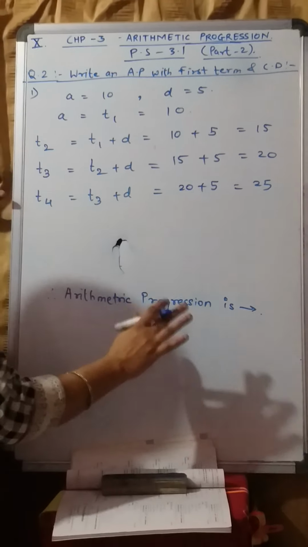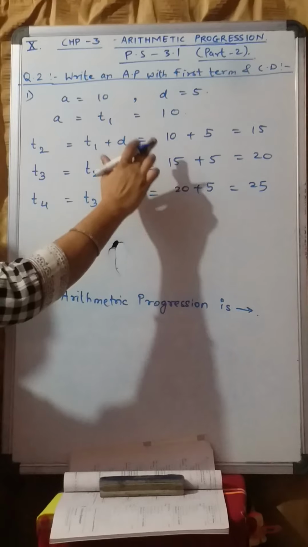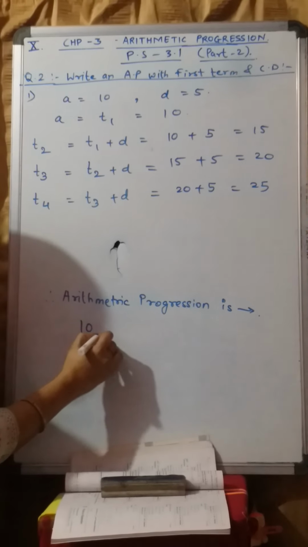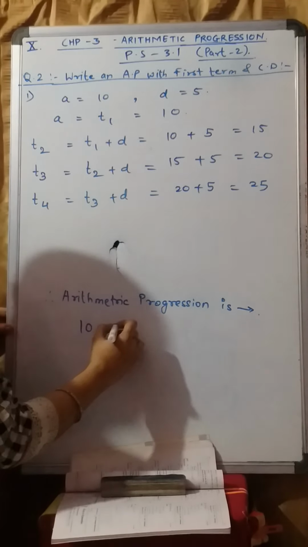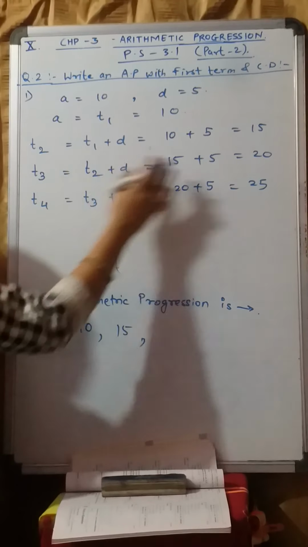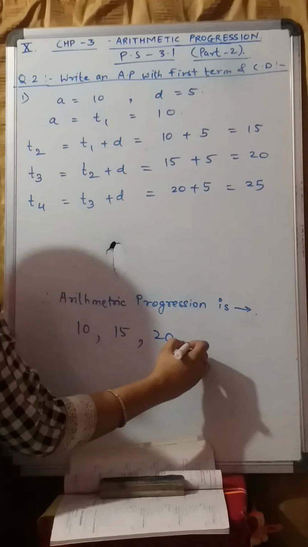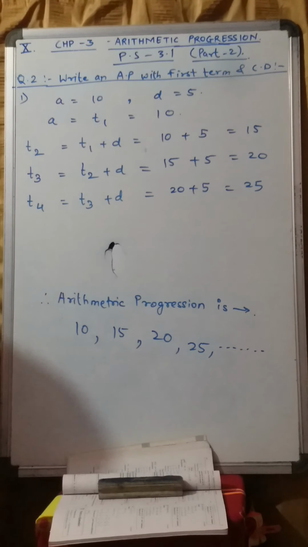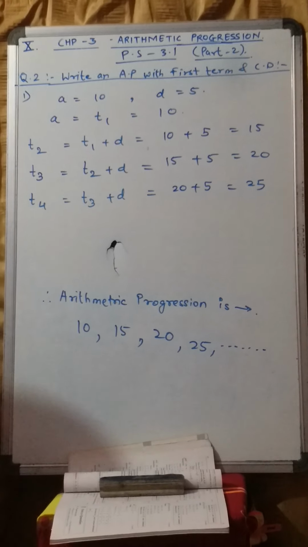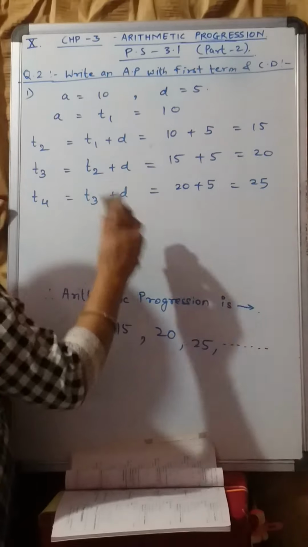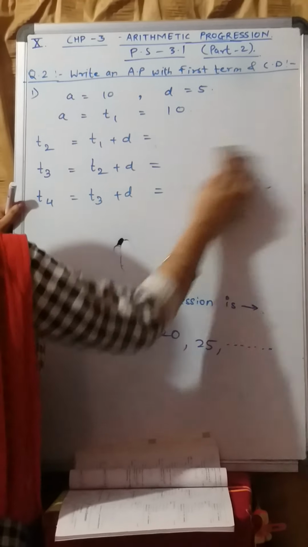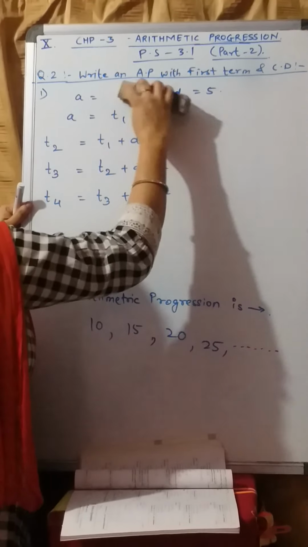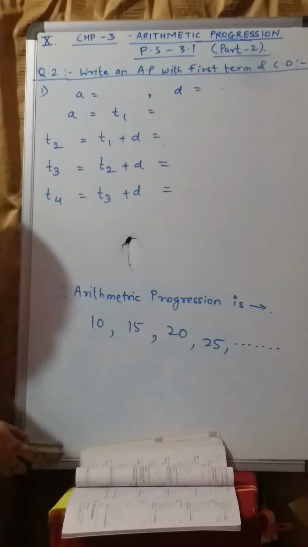So your arithmetic progression is, don't forget to write the first term. The first term was 10. Second term, that is T2, you got it as 15. Then third term is 20 and then 25, and do not forget to make it as continuous. Okay, it is infinite. So this was your question number 1. For question number 2, I'm just going to rough the part of things and show you the next question.